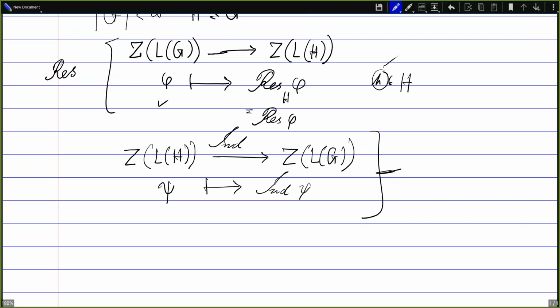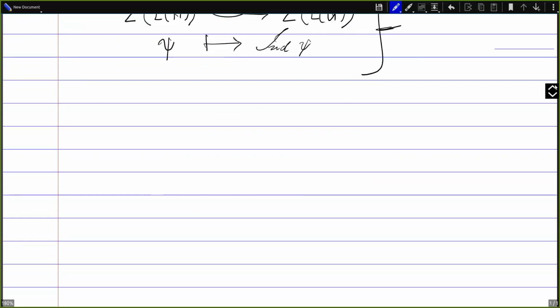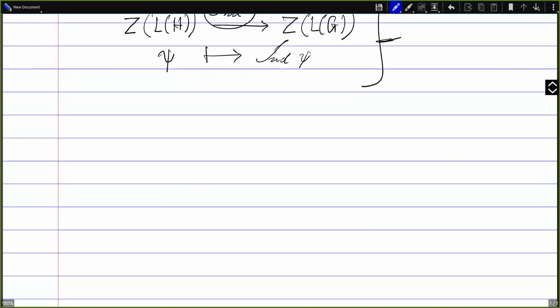So today what we are going to do is investigate the relation between this res and Ind, because res is a map from ZLG to ZLH, and here I have a map from here to here. So it's very natural to ask what relation these two maps have between them. This is the content of the Frobenius reciprocity formula. It just says that these two maps are adjoint to each other. Repeat, these two maps are adjoint to each other.